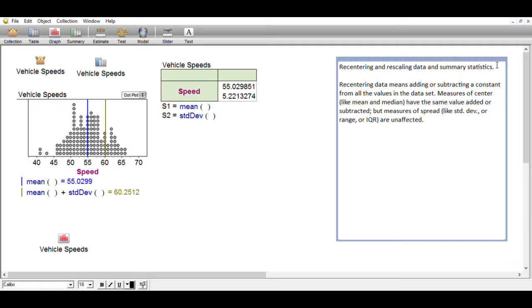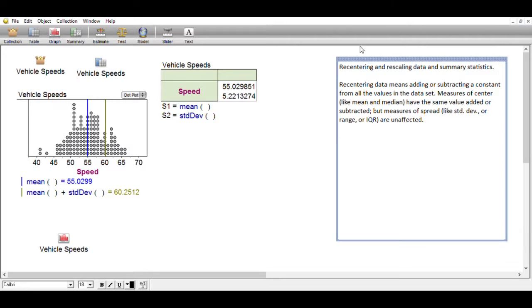Measures of center have the same value added or subtracted that you added or subtracted to all the points in the data set, and measures of spread are completely unaffected. When you recenter, you've not changed how the data is spread out at all. So the standard deviation and IQR would remain the same.